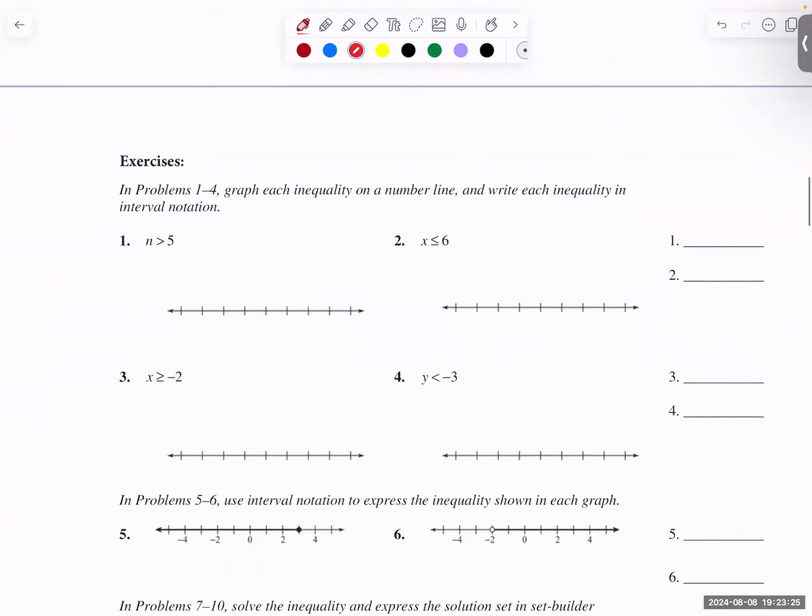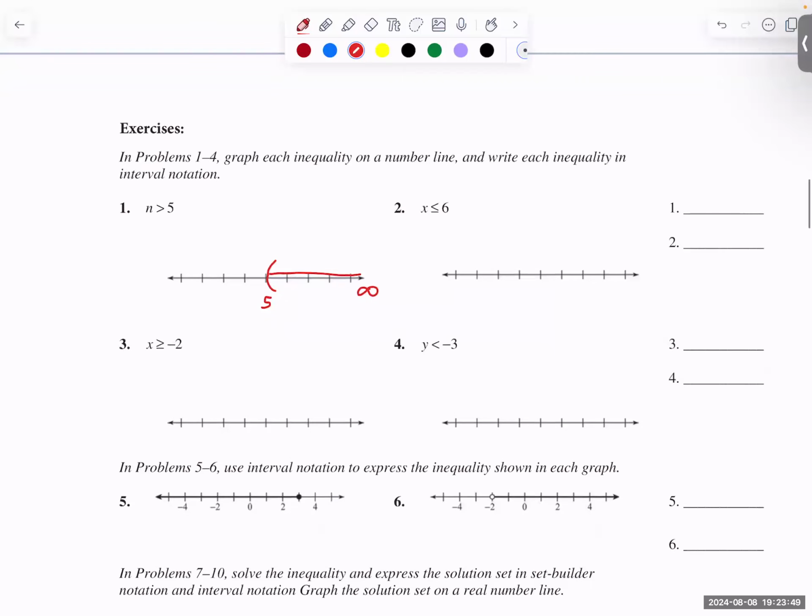Exercises, number 1, graph the set on the number line and express in interval notation. So we can mark 5 somewhere in the middle. N is a real number strictly greater than 5. So with a strict inequality, a left parenthesis, shading to the right, so the limit is positive infinity. And thus the interval notation is left paren 5, comma, infinity.